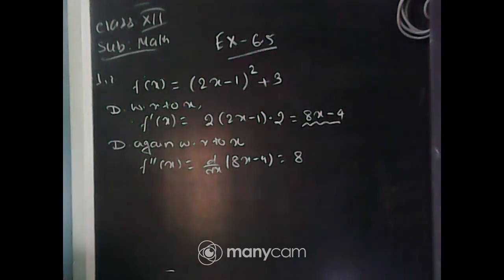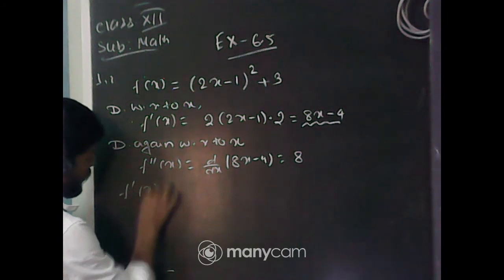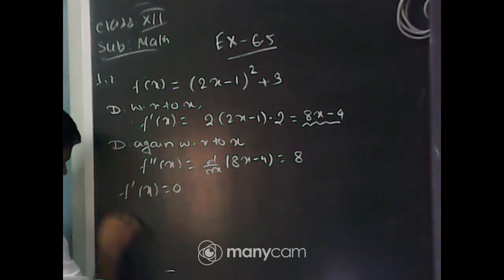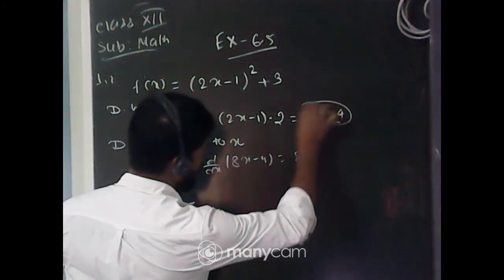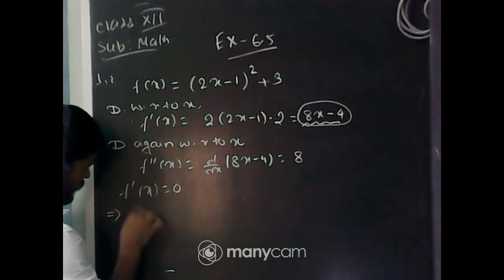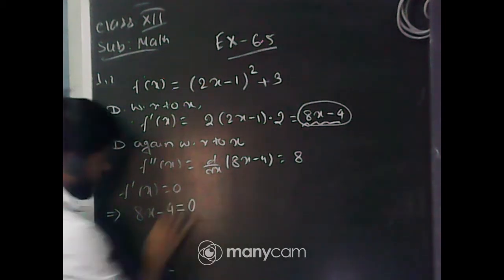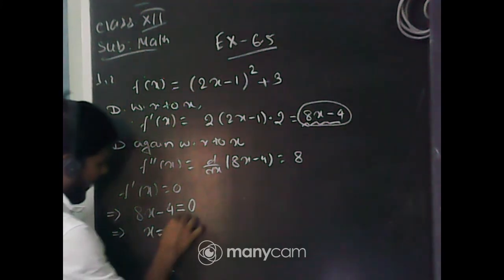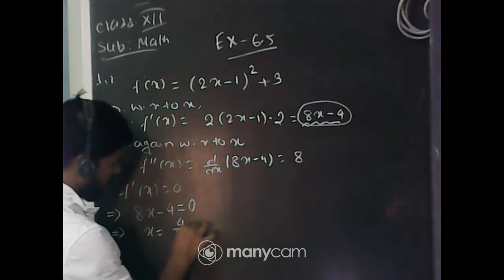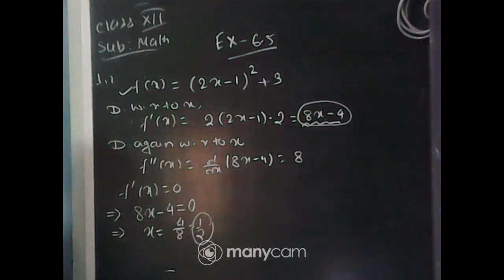Now find the critical point of the function. The critical point of the function is given by f dot x equal to 0. Now f dot x is equal to 8x minus 4, so put it here, 8x minus 4 equal to 0. That gives you the value of x as 4 by 8, that is equal to 1 by 2. So 1 by 2 is the critical point of the function f of x.